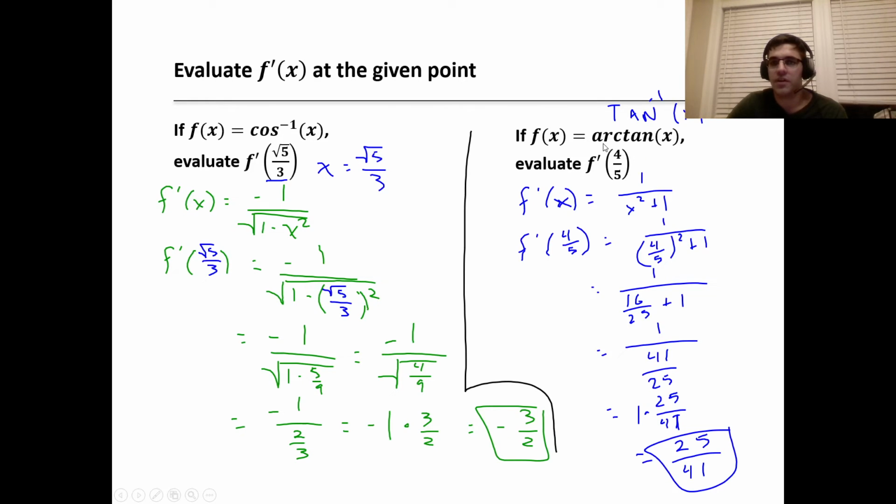Okay, so if f of x equals arctan, remember, arctan is equal to tangent inverse, same thing. So the derivative of tangent inverse is 1 over x squared plus 1. We'll plug in 4/5 for x. So it'll be 1 over (4/5) squared plus 1, and then we'll do the calculations there.